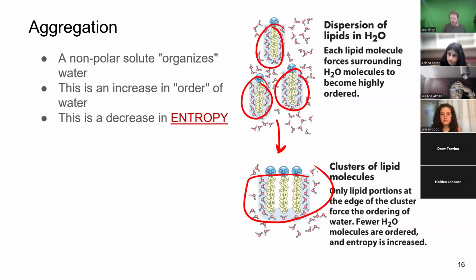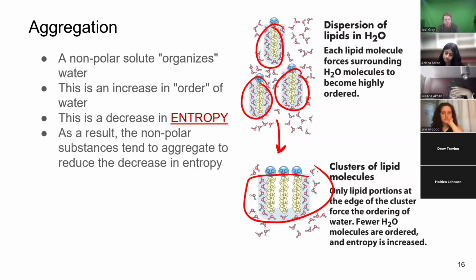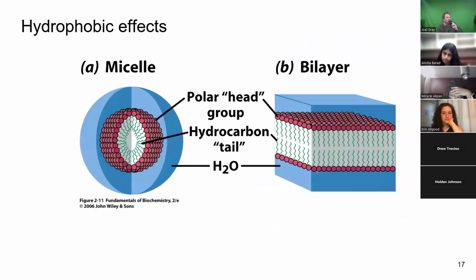That is more organized because it's kind of like whenever I'm organizing something. I've got a bucket of crayons. That's all I can think of right now, I guess. I'm going to say, okay, I've got red crayons over here, green crayons over here, blue crayons over here. I'm going to put them all into my one bucket. It's more organized because I don't have a pile over here and over there. But that's a decrease in entropy that we're observing. As a result, the nonpolar substances tend to aggregate to reduce the decrease in entropy.